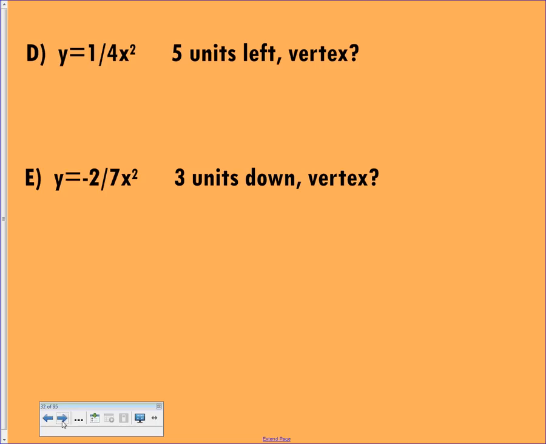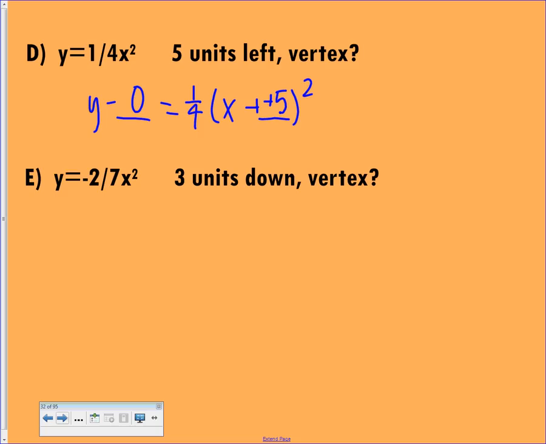Okay, so let's try example D. Y equals 1/4 x squared, translating 5 units to the left. So I'll go y minus something equals 1/4 x minus something squared. Okay, so set yourself up and then plug in your information. 5 units left. Well, left is a negative, so I'll plug in a -5, which really makes that a +5. And it didn't say I'm shifting it up or down, so I'll plug in a 0.